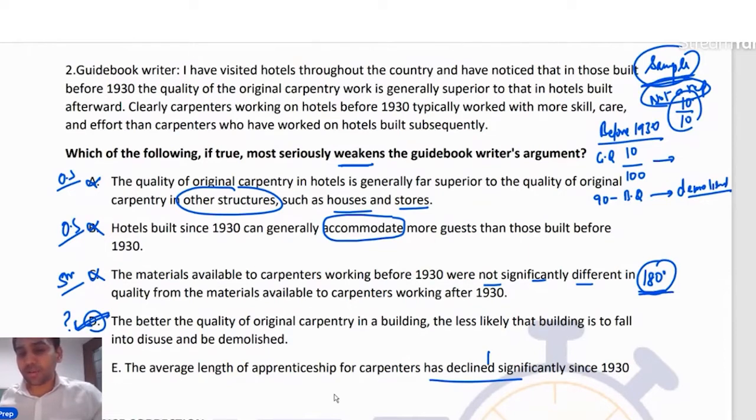Isn't that giving you a reason as to why the carpenters working in hotels built before 1930, they worked with more skill, care, and effort because they were given the right kind of training? They were given the adequate length of training. And because the length of training has gone down, that is what apprenticeship means. That could be the reason why the ones that were built after 1930 weren't built with as much skill, care, and effort. So E is actually a 180-degree answer here, guys. Strengthens the argument, not weakens it. So D would come out to be your answer.